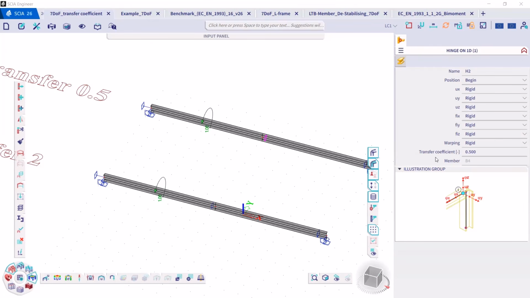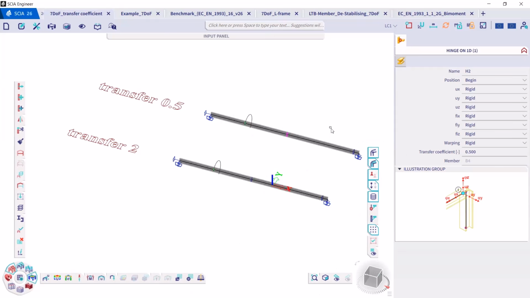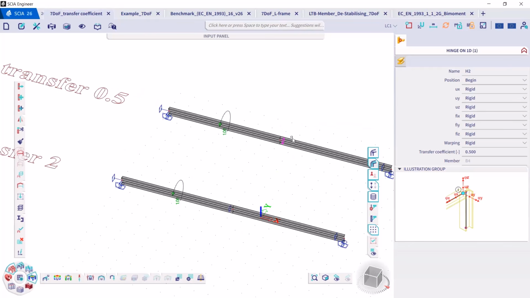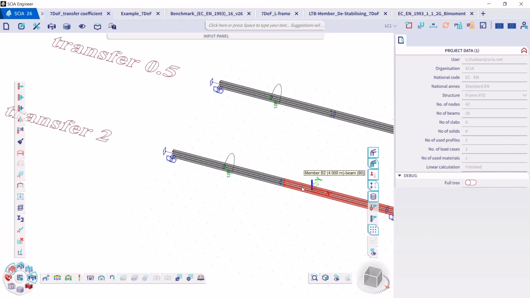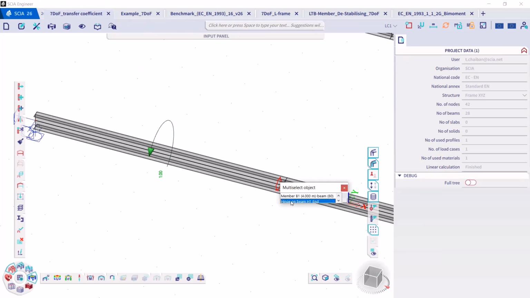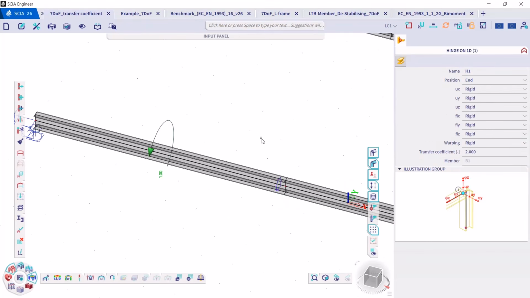And you notice that we have this transfer coefficient, which is added. And the first example will be used with a value of 0.5 placed on a hinge, which is on the right side. And next to it, we have the same configuration, but with a hinge placed on the left side with a transfer coefficient equal to 2.